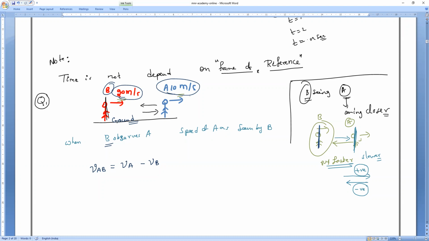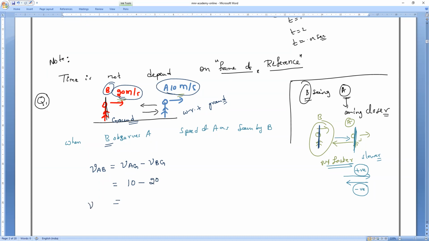Body A is traveling 10 meters per second, with respect to ground. So I will put here AG. So what does AG mean? Velocity of A with respect to ground minus velocity of B with respect to ground. So can you tell me what that is? Velocity of A with respect to ground is 10, minus the velocity of B with respect to ground, which is 20.